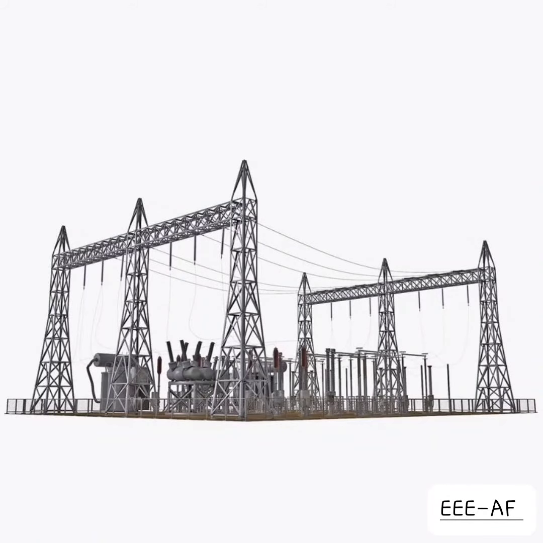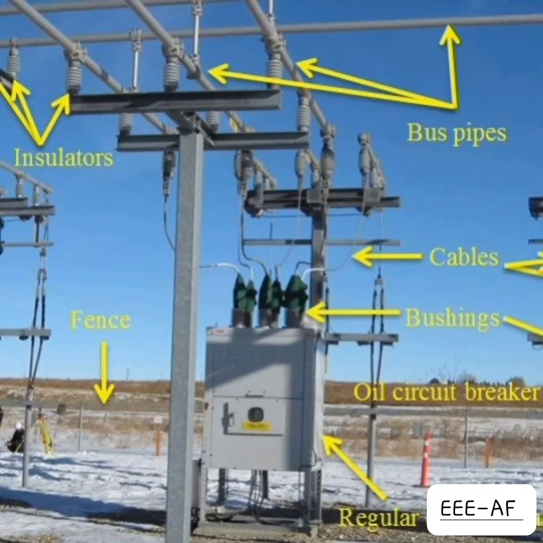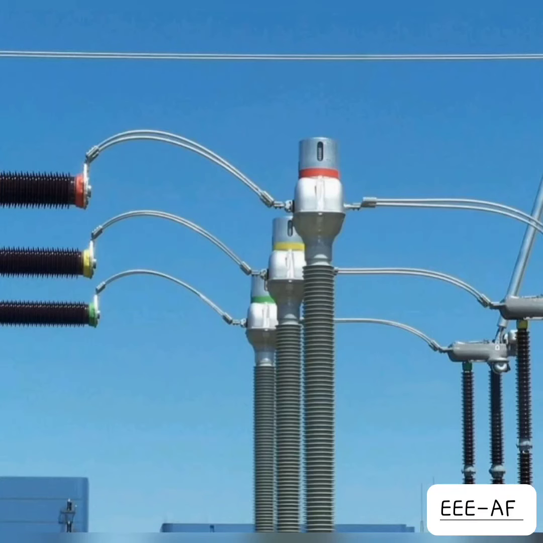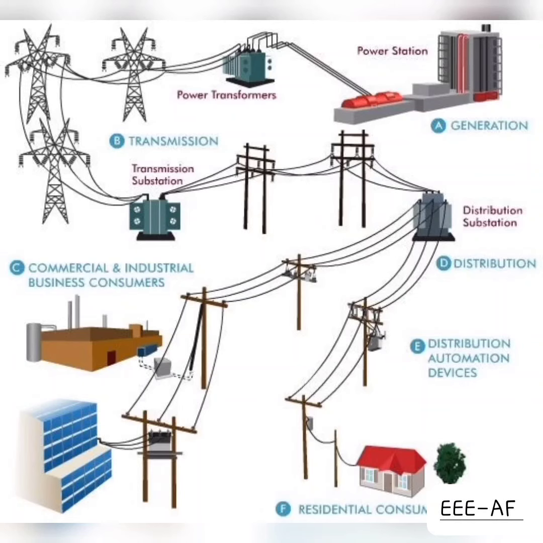Substations contain a variety of equipment, including transformers, circuit breakers, switches, and insulators. Transformers are used to increase or decrease the voltage of electricity. Circuit breakers are used to protect the equipment in the substation from damage in the event of a short circuit. Switches are used to connect and disconnect the equipment in the substation. Insulators are used to prevent electricity from flowing to ground.